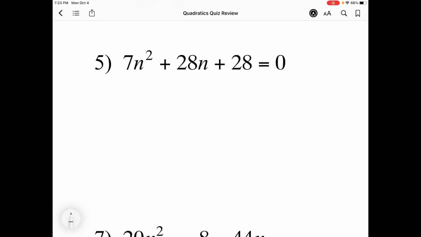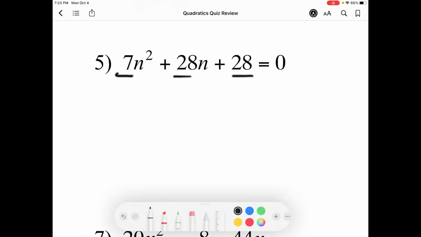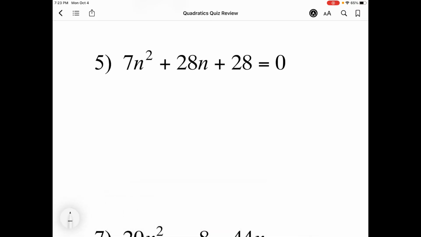What we're going to do first, and remember, whenever you have a quadratic function, the first thing that you're always going to look for: if there's a number in front of your variable squared, in which right here we have 7n squared, whenever there's a number that isn't 1 in front of your first term, you need to see if there's a greatest common factor. So I'm going to see if I can divide 7, 28, and 28 all by the same number. And we actually can, right? They're all divisible by 7, so I'm going to factor out a 7, meaning I'm going to rewrite this equation.